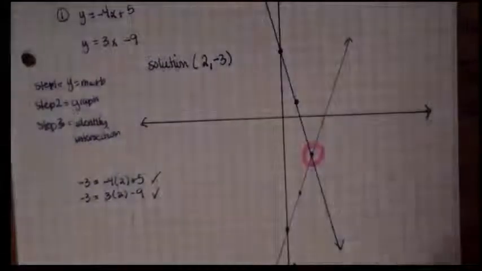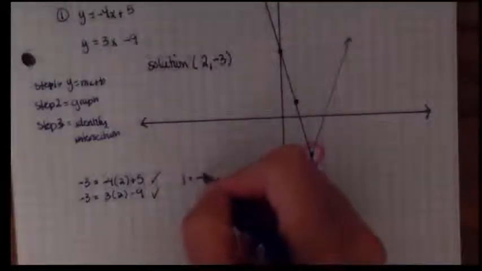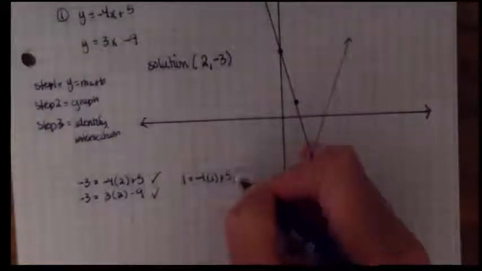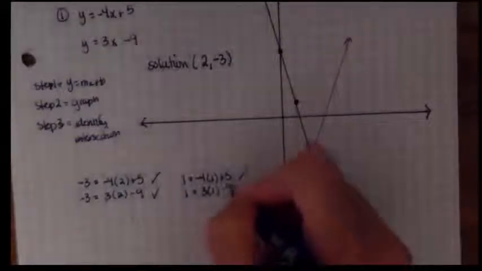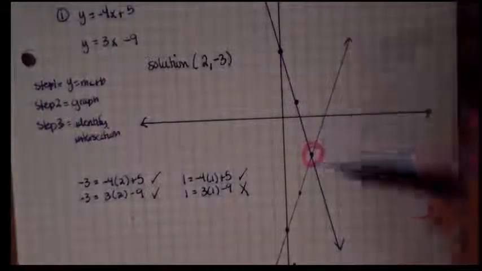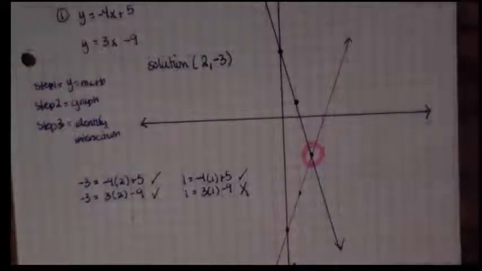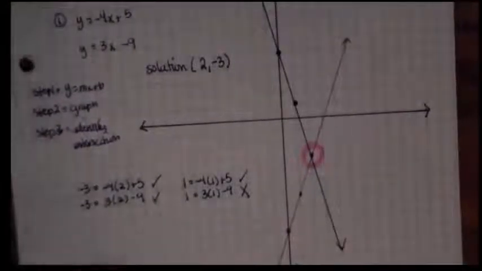That is true. Now let me pick any other point on this line. I'll pick the point 1, 1. If I plug it into my first equation, I get 1 is equal to negative 4 times 1 plus 5. That's true. But if I plug it into my second equation, 1 is equal to negative 6. That is not true. So you can see the only point that will give us a true answer is our intersection. So let's try one more of these with the equations already in y equals mx plus b format.